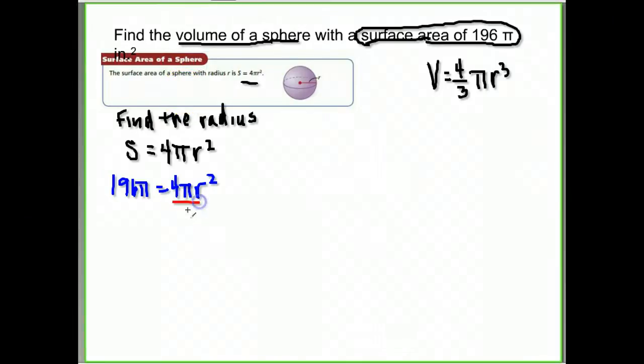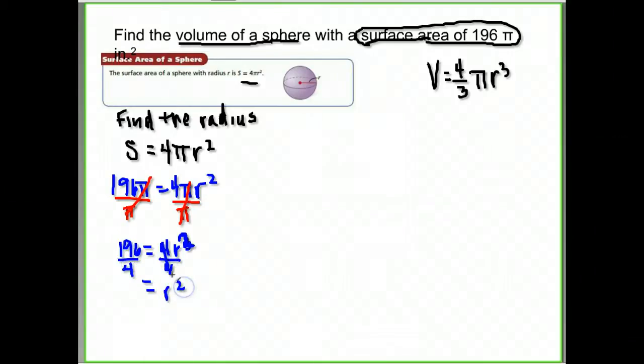The first thing I'm going to do is divide by pi, because it's multiplied by pi here. Notice when I divide by pi on the other side, like I'm supposed to, they cancel on both sides. Makes it a little nicer. Now I have 196 equals 4 times the radius squared. We want to get r by itself, so it's times 4. We're going to do the opposite of that and divide by 4 to remove it.